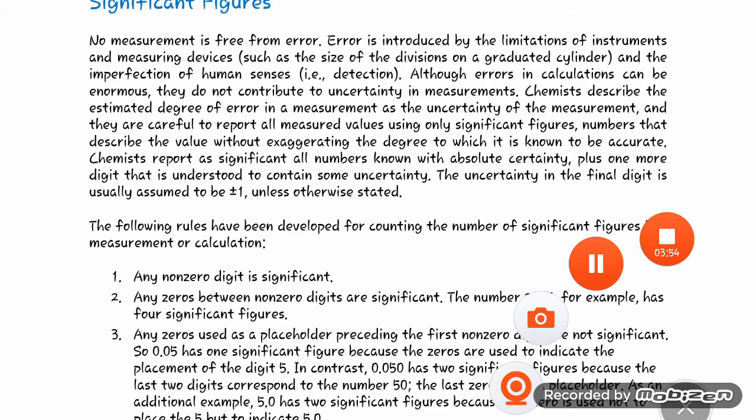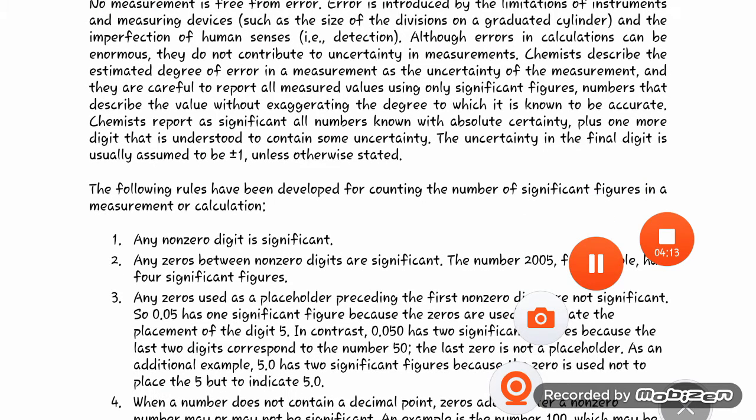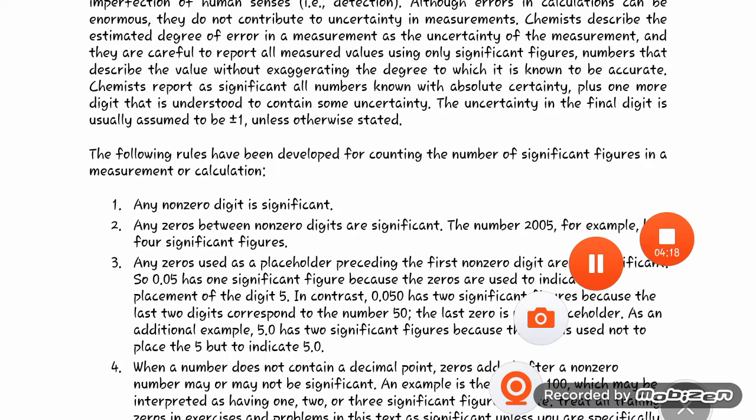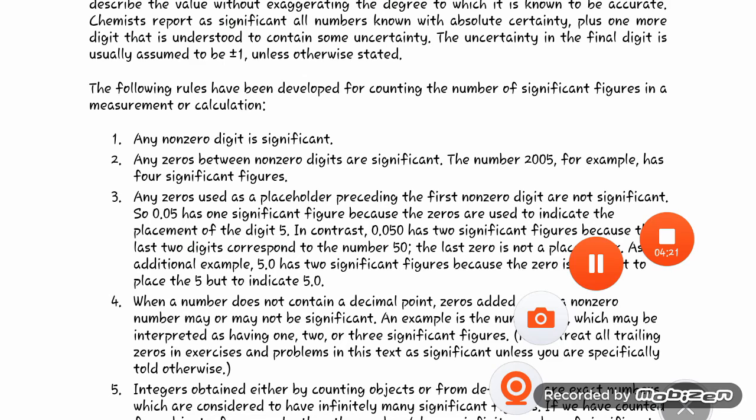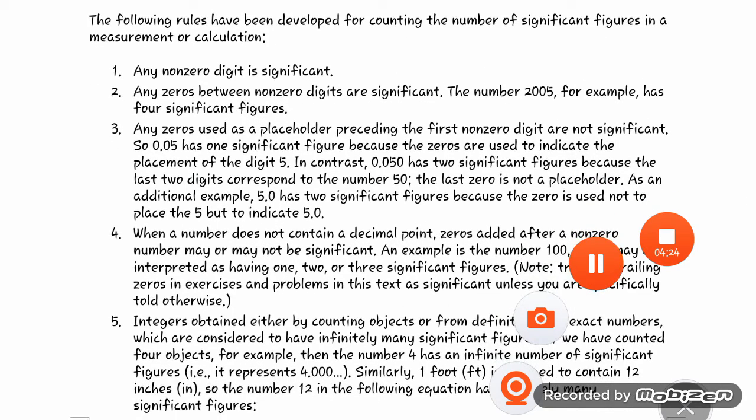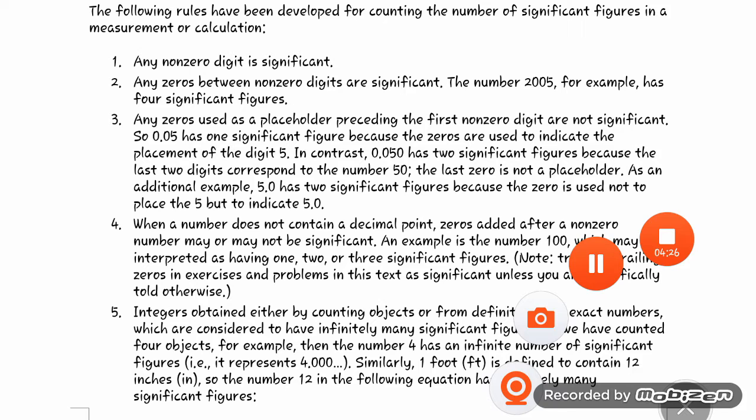Chemists report as significant all numbers known with absolute certainty plus one more digit that is understood to contain some uncertainty. The uncertainty in the final digit is usually assumed to be plus or minus 1 unless otherwise stated. The following rules can be developed for counting the number of significant figures in a measurement or calculation. First, every non-zero digit is significant. Any zero between non-zero digits is significant.